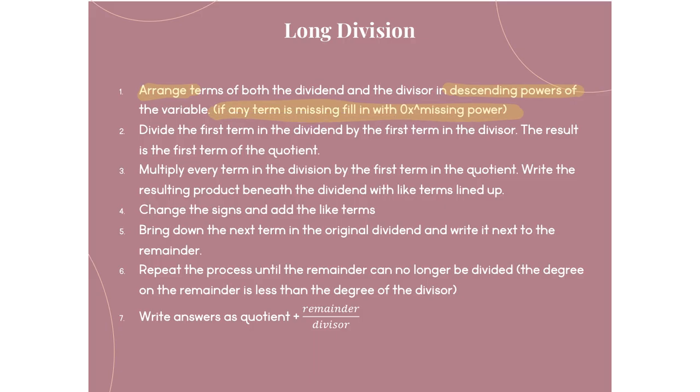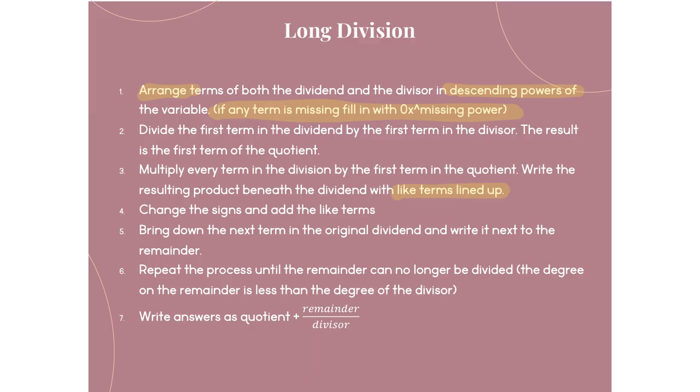Okay. Divide the first term in the dividend by the first term in the divisor. The result is the first term of the quotient. I know that sounds like a lot of terms, but you have to know what everything is, and I'm going to label it in the next slide on the example. Then you multiply. You have to say what number times this would give me what I have underneath. Write this resulting product beneath the dividend with the like terms lined up. So you're always going to line up the like terms when you're writing it. So that's another key thing.